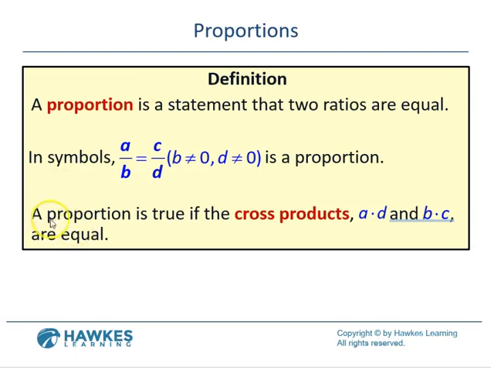Notice also it says a proportion is true if the cross products A times D and B times C are equal. Basically, if I multiply this number by this number, I get an answer. Multiply this by this, I get an answer. If they are equal to each other, then I have a proportion. So let's take a look at an example of what we mean.